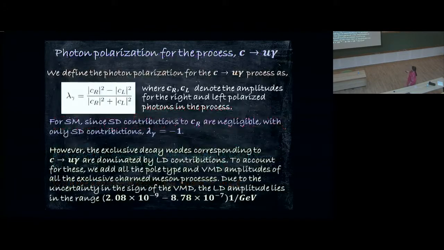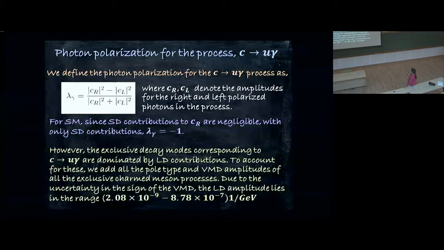So we define the photon polarization for this process like so. Basically, C_R and C_L denote the amplitudes for the right and left polarized photons in the process. Of course, in the standard model, the short distance contributions to C_R are negligible, and with only short distance contributions, your lambda gamma would be just -1. This is all that you have. However, when you're looking at the exclusive decays, they were dominated by the long distance contributions.